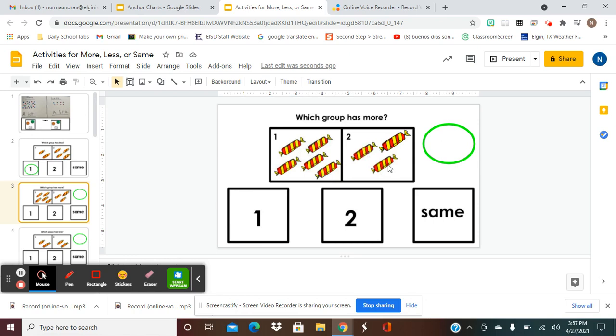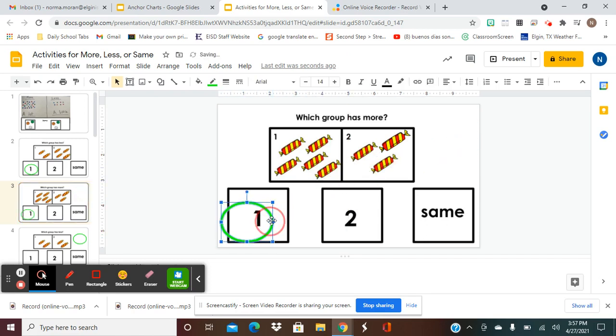So which one has more? Group 1 or 2? It's going to be group 1, right? It's not group 2 because this group 2 has 3 only, and this one has 5. So this is less. This one has more. And they're not the same because if they were the same, both groups would have 3 or both groups would have 5. So the answer is 1. Group 1 has more candies than group 2.